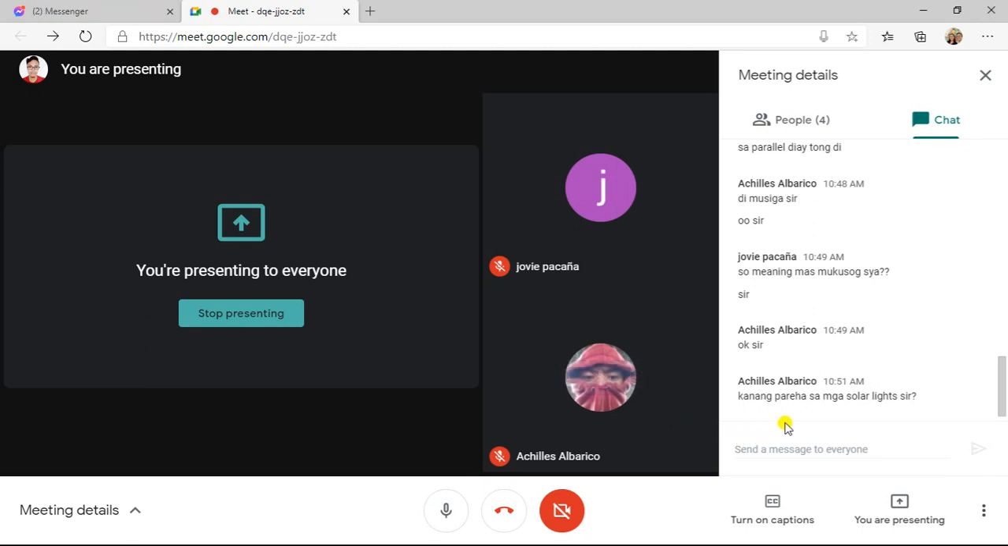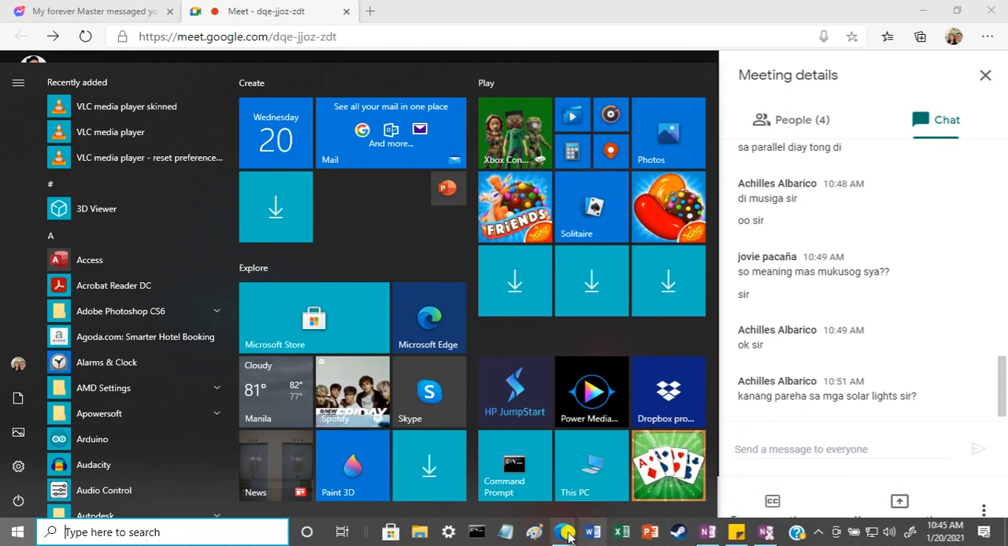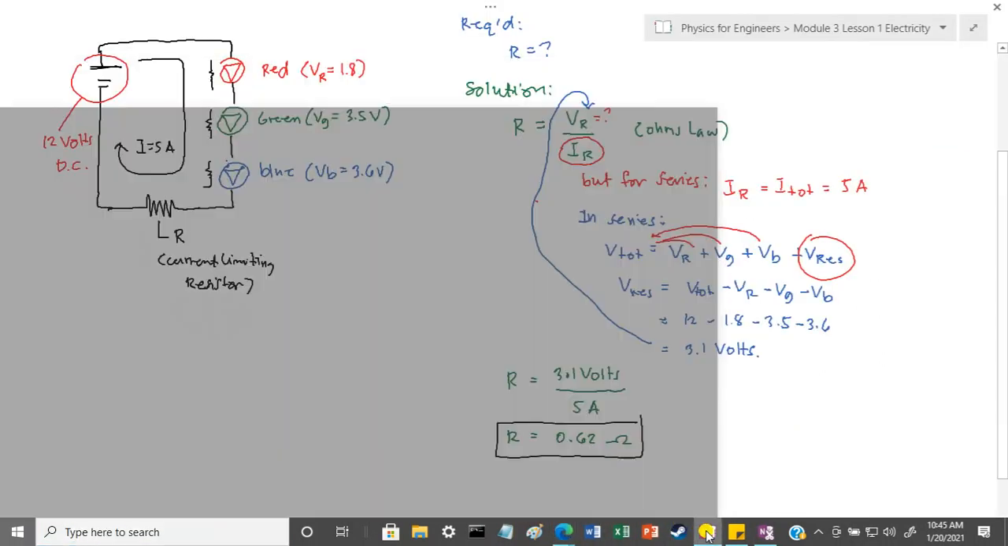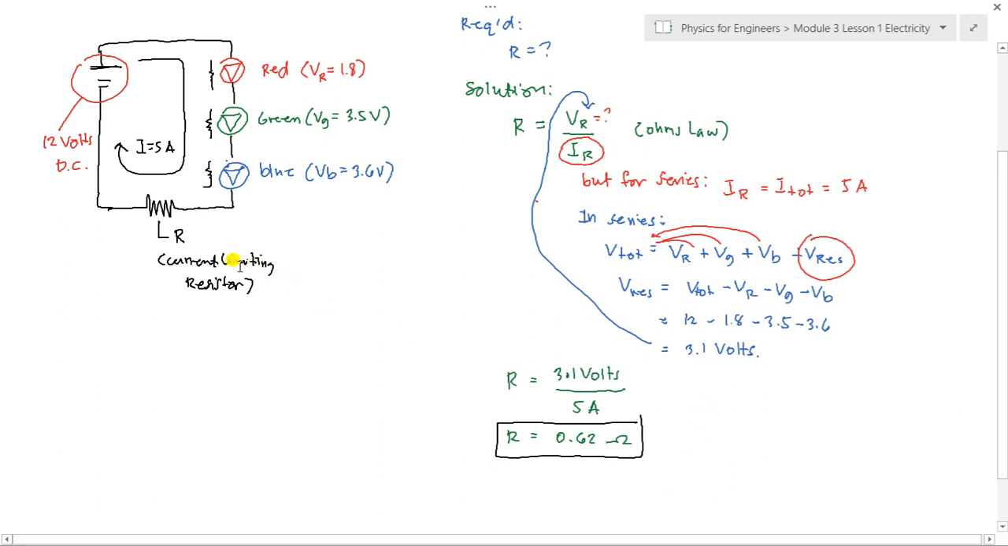Okay, sakto. Kanang pareha sa mga solar lights. Yes, nakatry na ka og project sa una. Para sa mga solar lights, mo-off na sila. You can try DC motor, mga DC motor, para protected siya nga di mabuto. Mag-series ka lang og resistor gyud, basic.